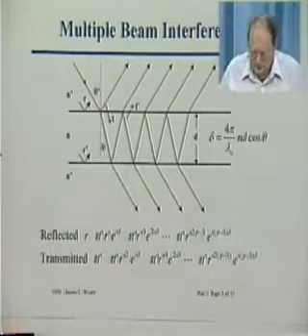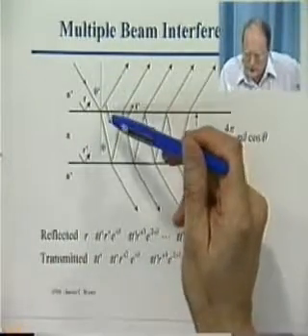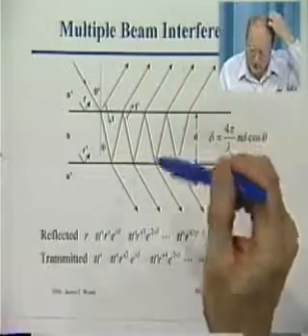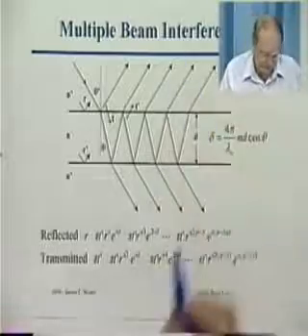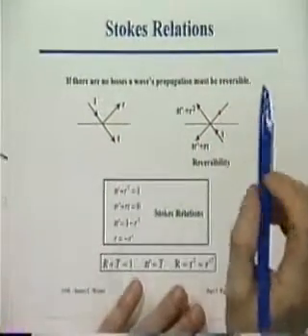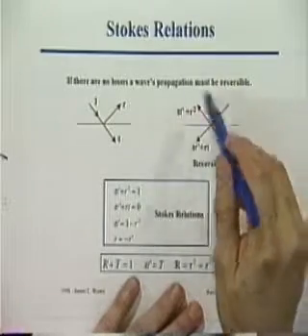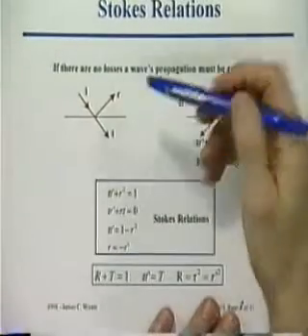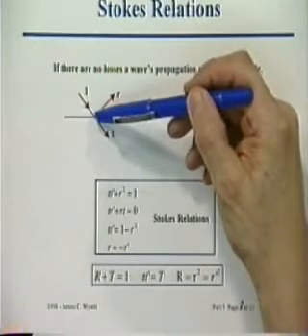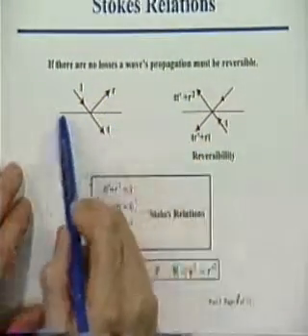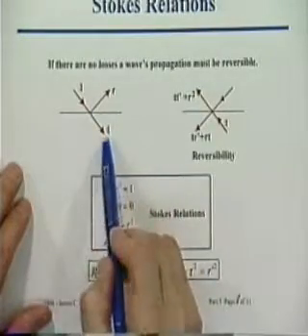Well, let's worry a little bit about these r's and r primes and t's and t primes. And so what we're going to say now is we have no losses in the system. And this will take us to this view graph here. So we have no losses, and then a wave propagation must be reversible. So what in the world do I mean by that? Well, let's say we have a beam coming in here of unit amplitude. We get an amount r reflected here. This is just one interface, okay. An amount t transmitted.